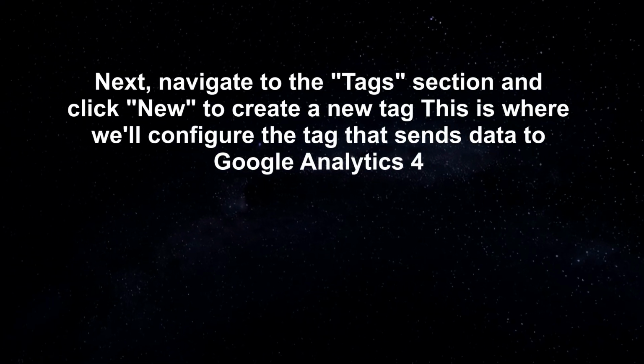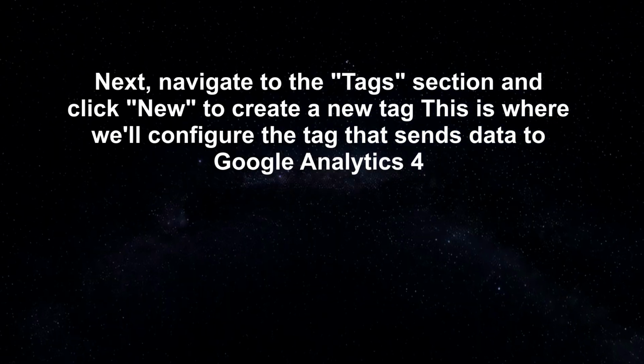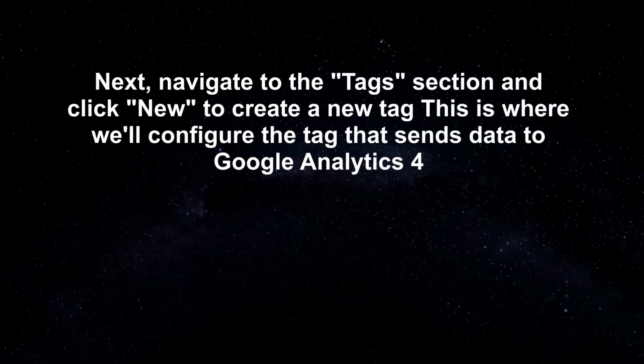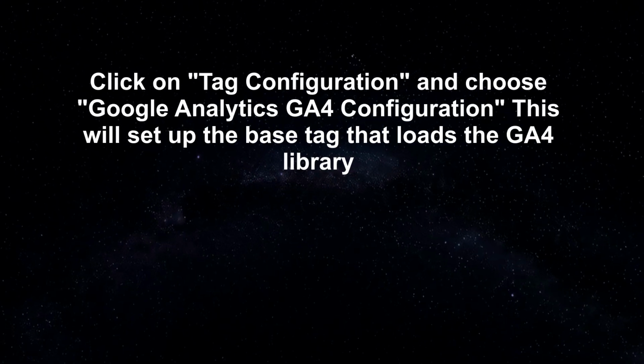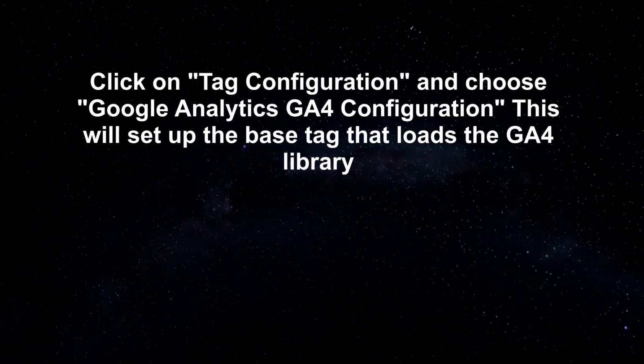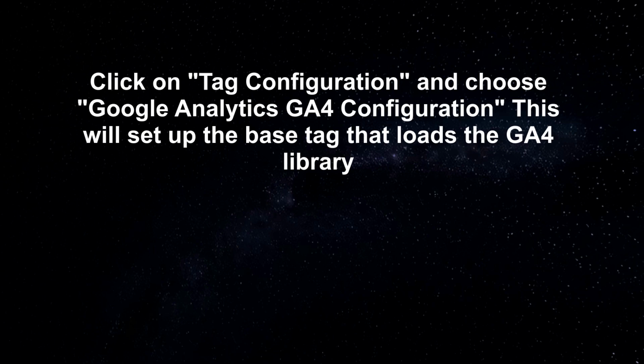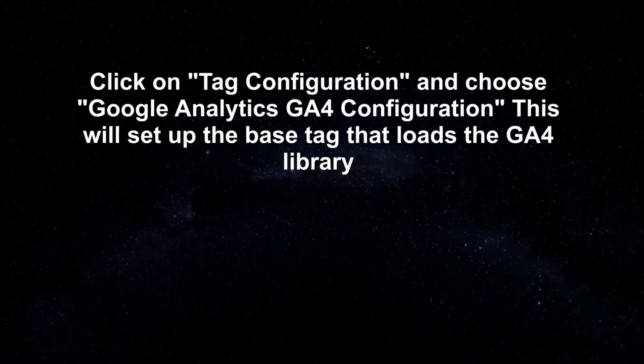If you don't have one, create a new account and container for your website. Next, navigate to the Tag section and click New to create a new tag. This is where we'll configure the tag that sends data to Google Analytics 4. Click on Tag Configuration and choose Google Analytics GA4 configuration. This will set up the base tag that loads the GA4 library.